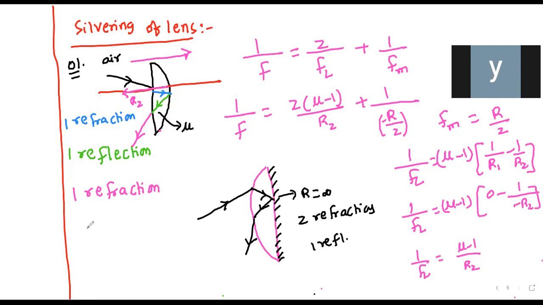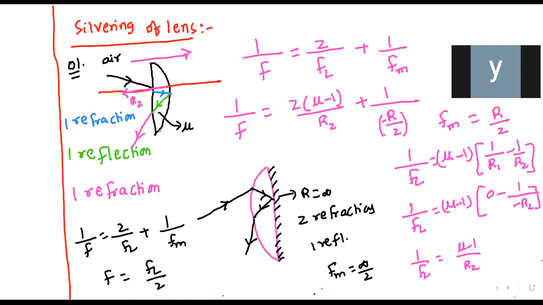So that is 1 by F equals 2 by FL plus 1 by FM. Reflection is obtained at the plane surface, right? So FM is equal to infinity by 2, that is nothing but infinity, and 1 by infinity means 0. So F is equal to FL by 2.